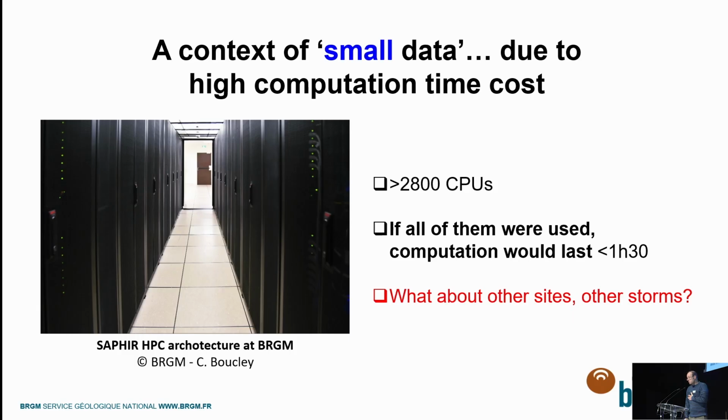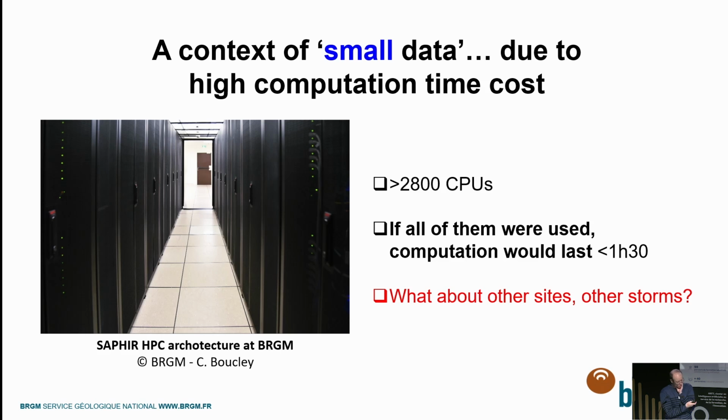So maybe the answer can be high computation architecture. That's what I try to illustrate with the supercomputer at BRGM. If we use all the computers on this architecture, we can achieve a computation time cost, for the example, of less than 2 hours, which seems to be compatible and feasible to deliver this kind of rapid information to take actions.